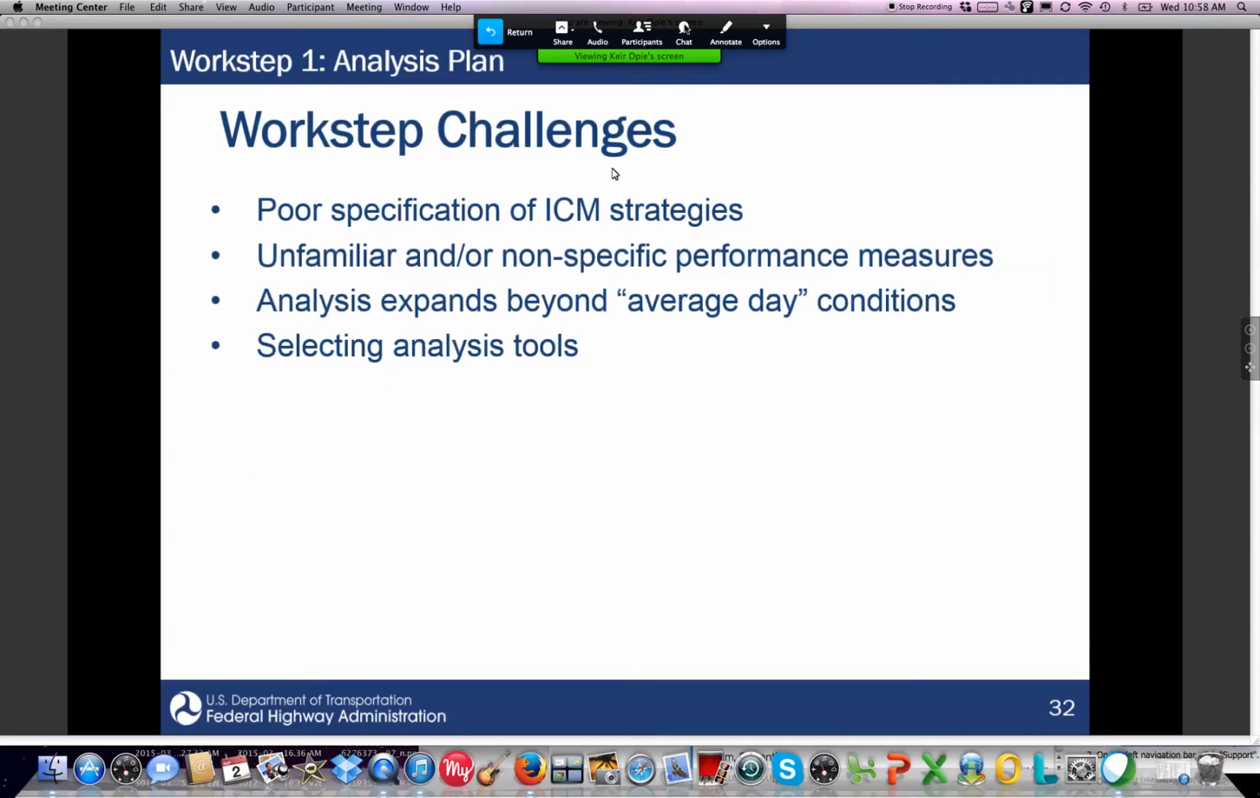Some of the challenges, again, are just not having a good idea as to what ICM strategies you're going to want to deploy. Maybe some unusual performance measures that we're not quite used to capturing, reliability being one of them. You really have to push beyond that average day mentality, which can be difficult. And again, it's challenging at times to make sure that the tool you're going to design and create is capable of handling what you need it to, because often, once you've gone far enough down that road, it's much more expensive and complicated to refine that.